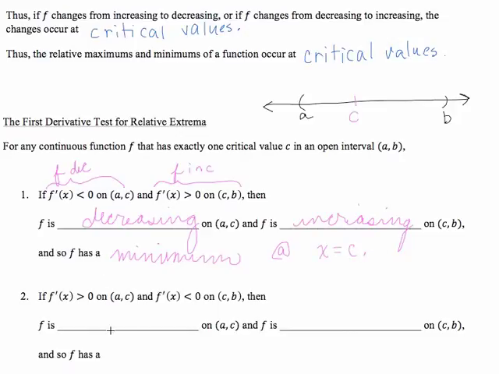Okay, second case, if f prime is greater than 0 on A to C, then f is increasing on that interval. And if f prime is less than 0 on C to B, then f is decreasing on that interval. So if a function changes from increasing to decreasing, follow my mouse, it must be going up and then down, and therefore it must have a relative maximum at x equals C. And you might add the words relative in there if you want. Relative minimum and relative maximum.